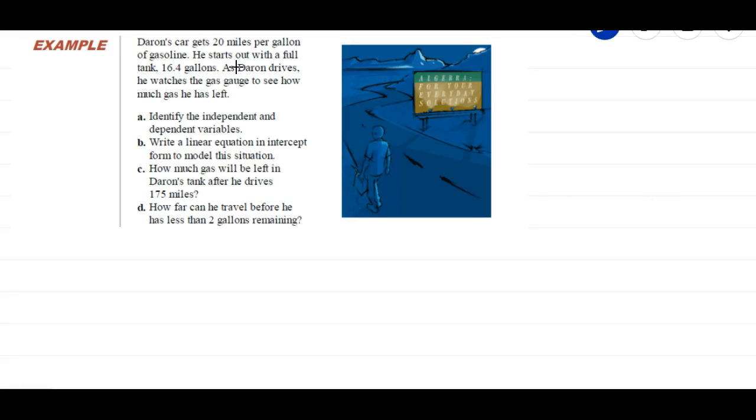Alright, welcome to the example. Darren's car gets 20 miles per gallon of gasoline. He starts off with a full tank, 16.4 gallons. As Darren drives, he watches the gas gauge to see how much he has left. Identify the independent and dependent variables.